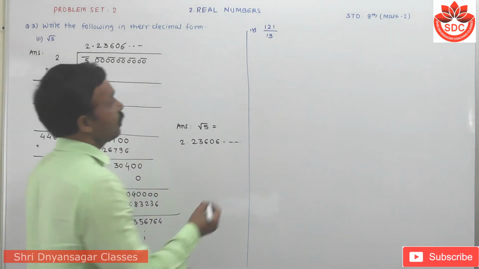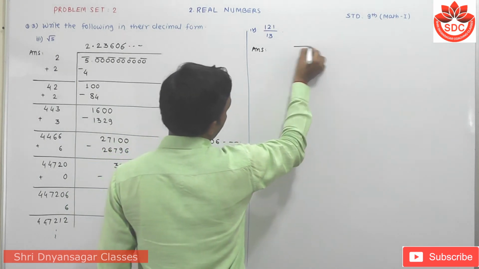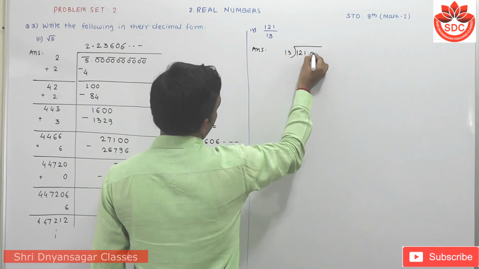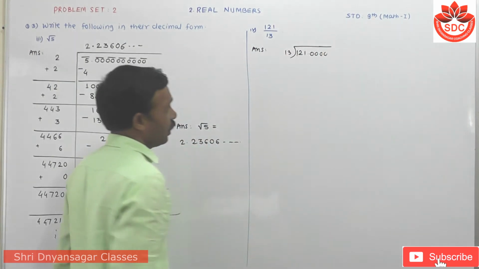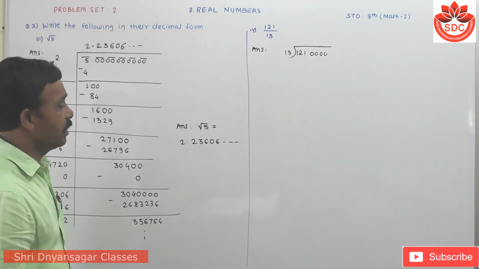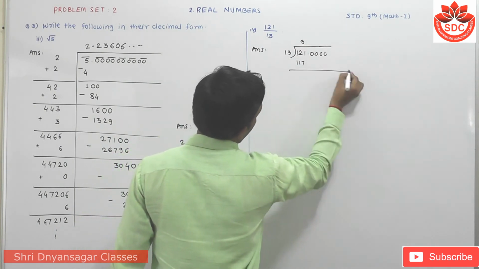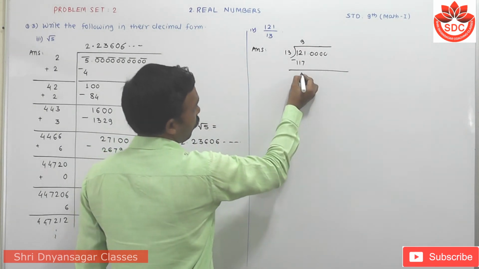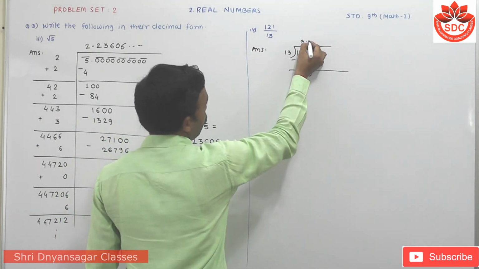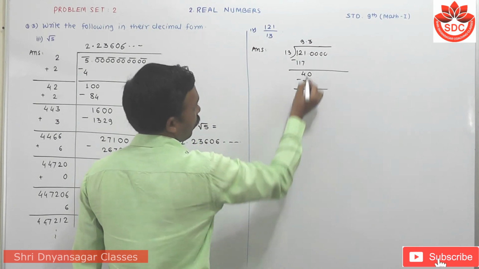Now the next one is also a simple one. You have to divide this 13 into this 121. Point here, take 0, 0, 0, 0. Now student, 13 nines are 117. When we subtract it, it becomes 4. Then decimal point, take here, it becomes 40. Then 13 threes are 39, remaining is 1. Then again take 0.